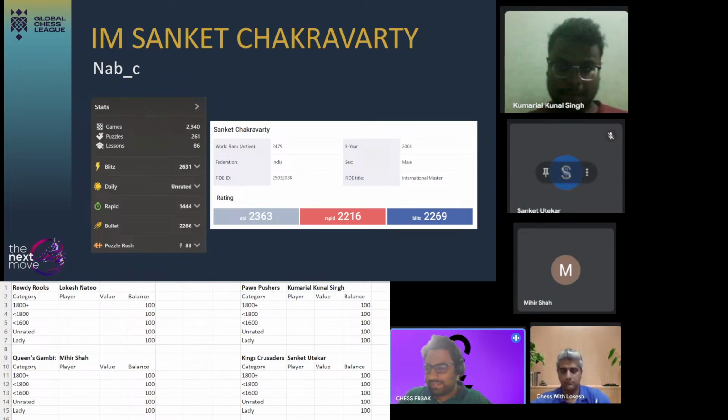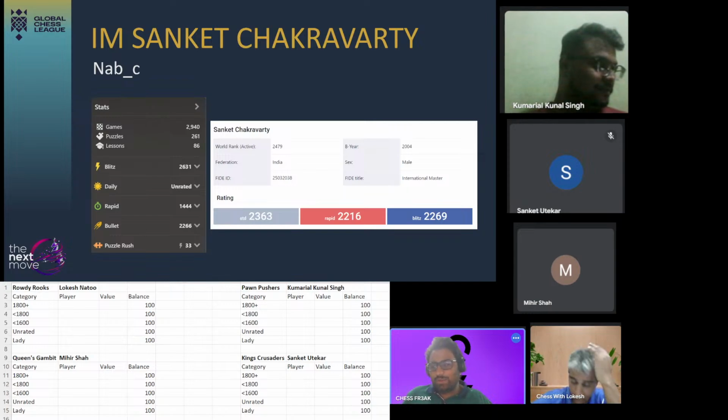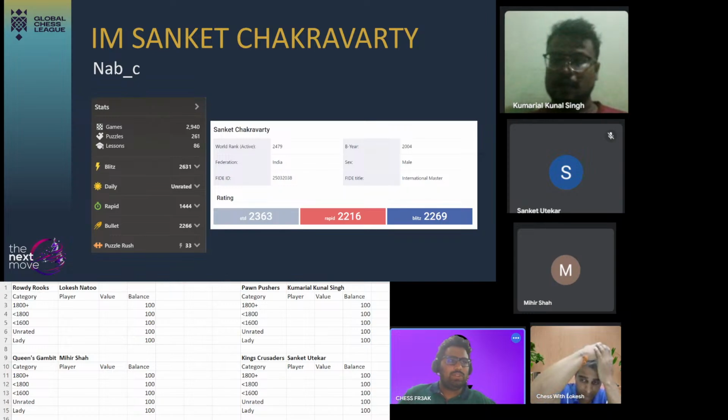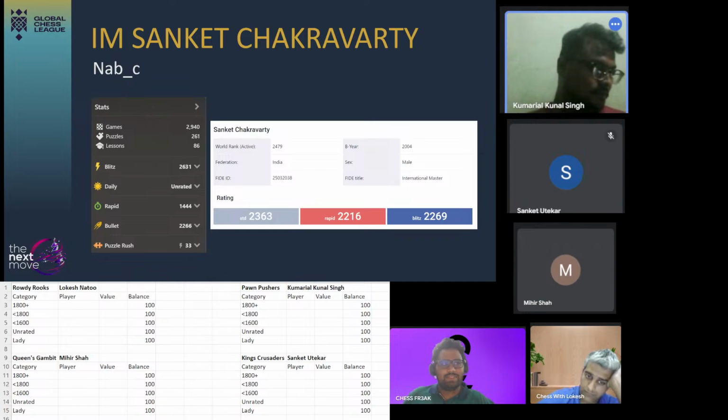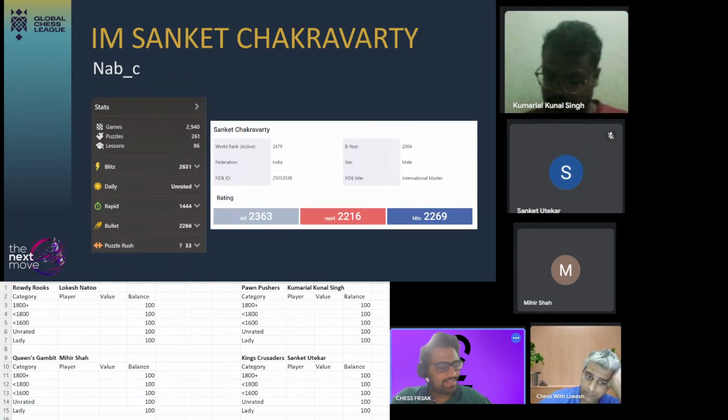Yeah, and Lokesh is back. Lokesh, just a quick update: Sanket Chakravarti, the bidding is still on. 60 points, going once to Queen's Gambit. Do we see any more bids? Kumariel, Lokesh, Sanket, going twice, 60 points, Queen's Gambit. And guys, the first player of this auction, I'm selling him off at 60 points to Queen's Gambit.